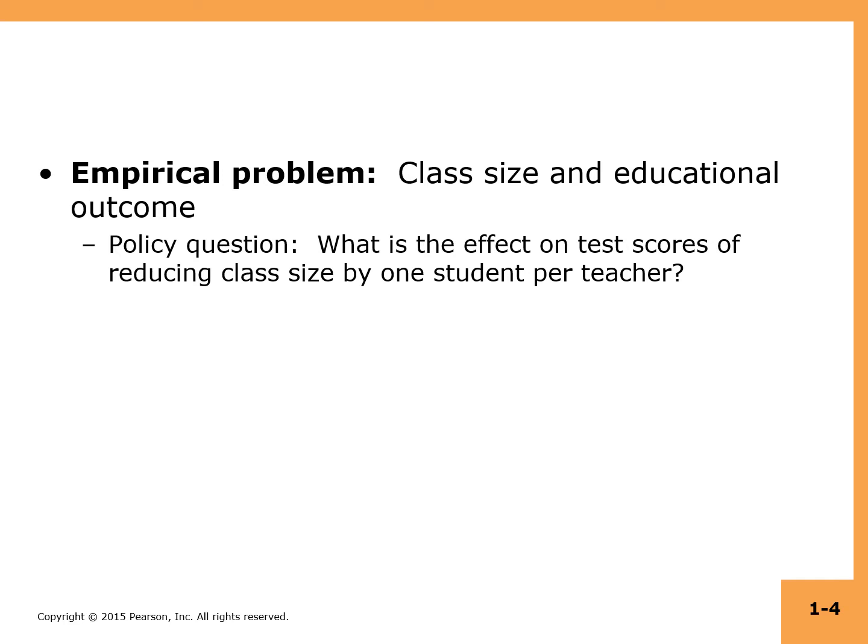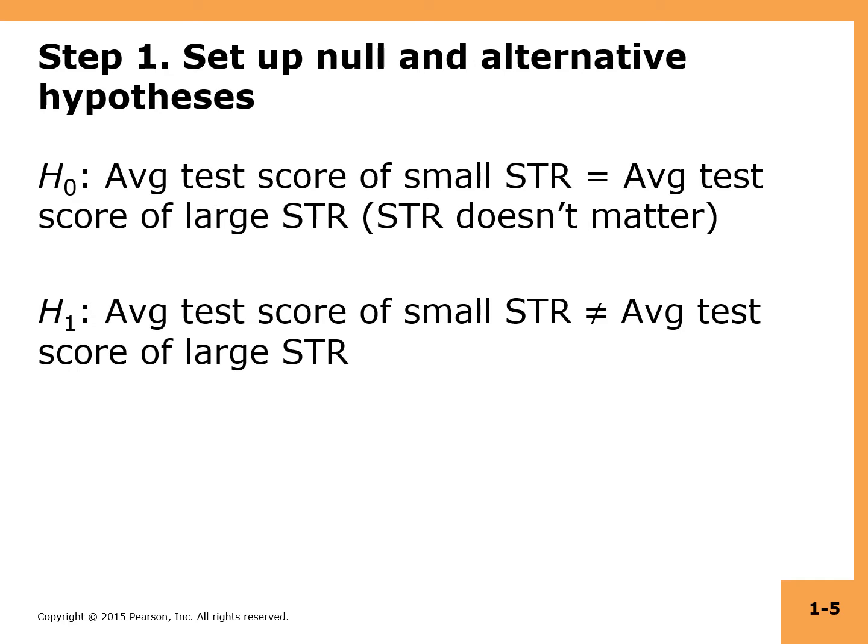So let's go back to our empirical problem. We were interested in how the class size affects the test score. So the first step is to set up a null and an alternative hypothesis. Our null is that the class size doesn't matter.